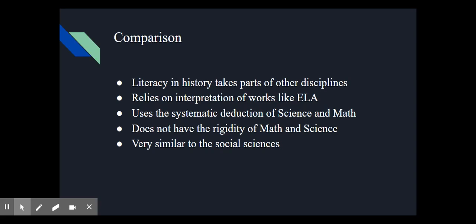Literacy in history is very similar to the social sciences like psychology and sociology, where you have different facts and statistics that are as close to true as we can get, but they're not 100% true because we can't get 100% certainty with the information that we're dealing with. So we get as close as possible and make sure we understand places where we could be wrong and our information could be skewed.